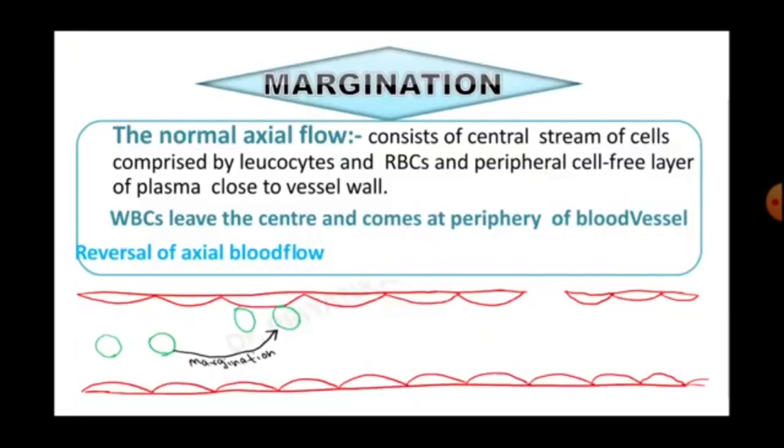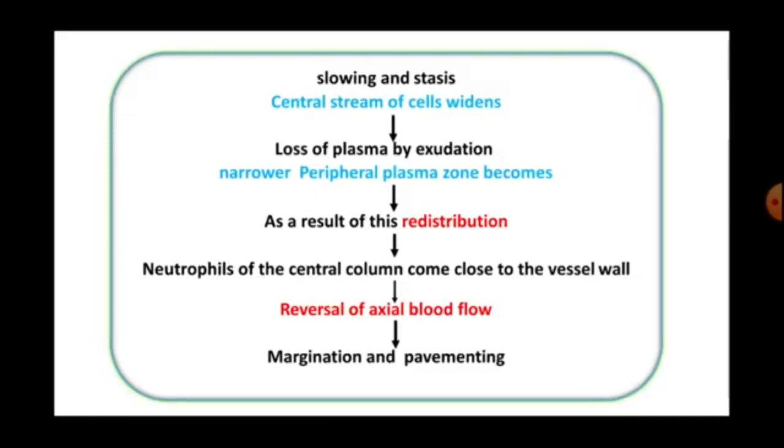Margination. The normal axial flow consists of a central stream of cells, comprised of leukocytes and red blood cells, and a peripheral cell-free layer of plasma close to the vessel wall. White blood cells leave the center and come to the periphery of a blood vessel. Reversal of the axial blood flow. The steps of margination and pavementing are slowing and stasis, and the central stream of cells widens. Then, with loss of plasma by exudation, the peripheral plasma zone becomes narrower.